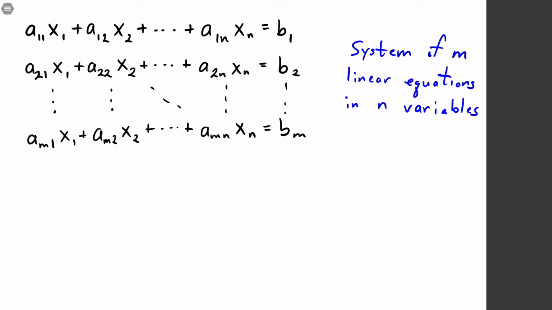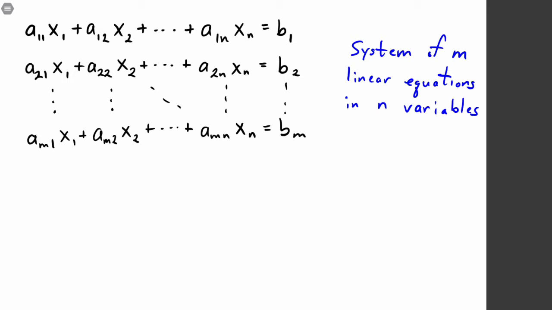So now that we've talked about solving some systems of equations and the various things that can happen, I want to talk a bit more generally about these things and give you some definitions and some procedural things here. So here we have a system of m linear equations in n variables.